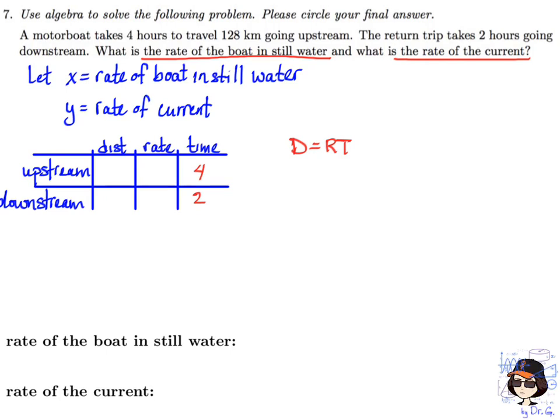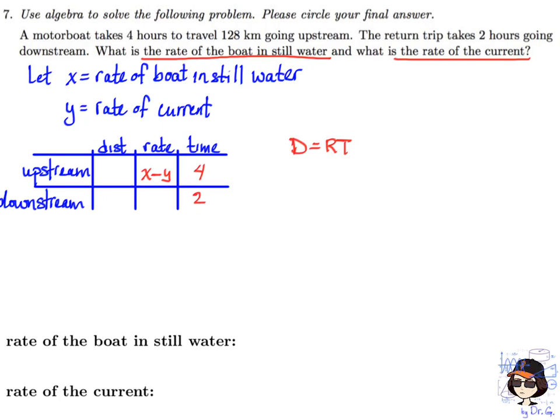Now, the rate going upstream. Well, the boat is going against the current, right? So it's the rate of the boat, x kilometers per hour, but the current is kind of holding it back. So we're going to subtract the rate of the current from the rate of the boat when we're going upstream. So it's going to be x minus y, the overall speed going upstream is the rate of the boat in still water minus the rate of the current because it's pushing it back.